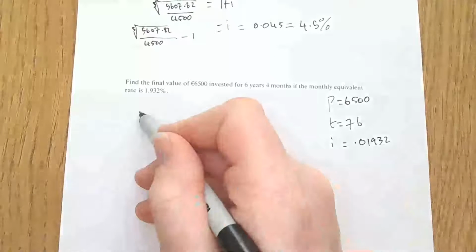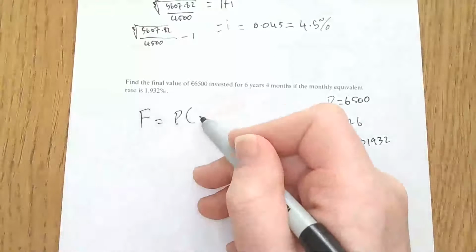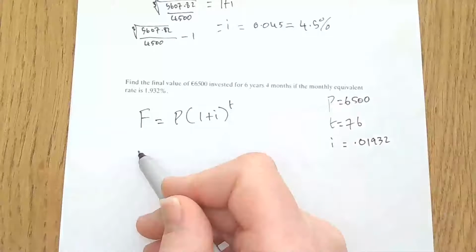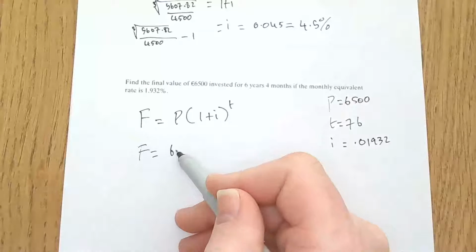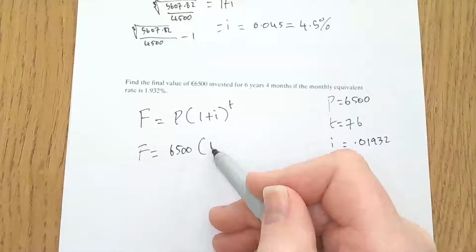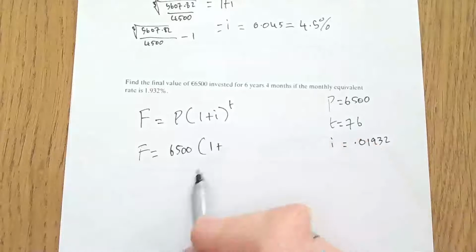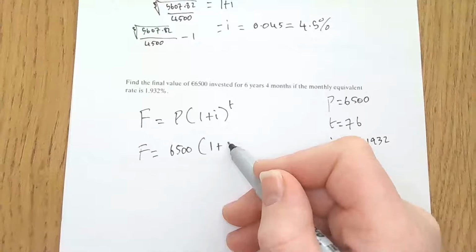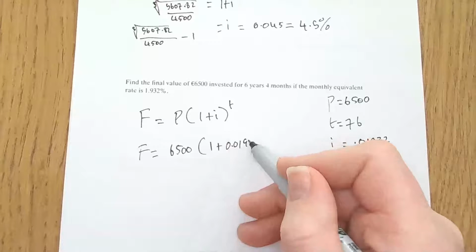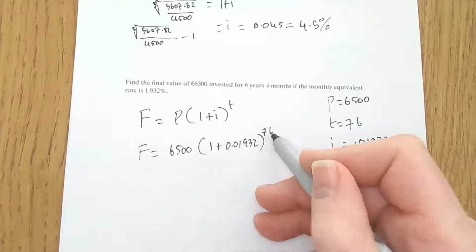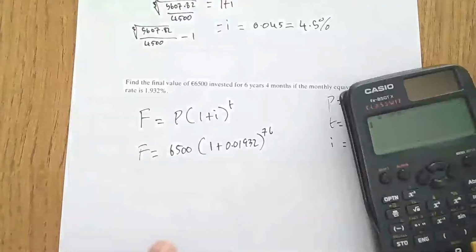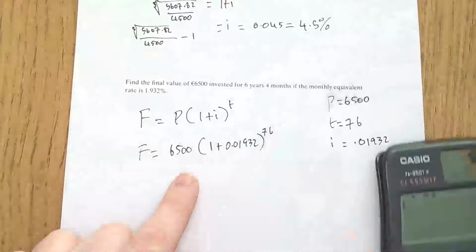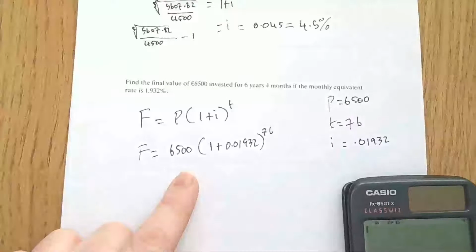So let's put them all in. The final amount is going to be equal to the principal bracket 1 plus I to the power of t. So final amount is going to be equal to 6,500 on 1 plus 0.01932 to the power of 76. So let's see what this ends up being. I'd love to have this. If somebody could offer me this in the morning, I could quit my job. So let's do this one then.